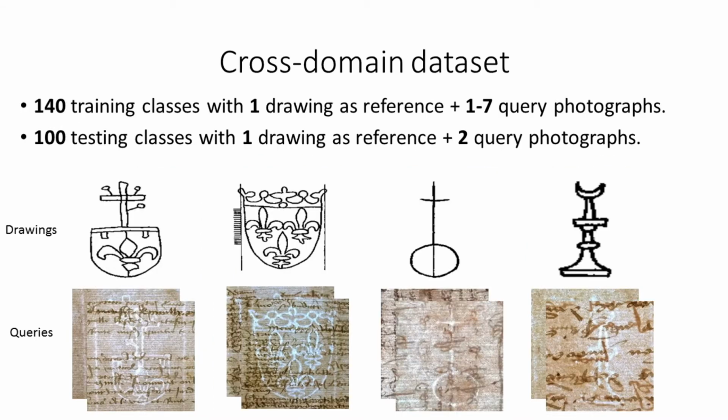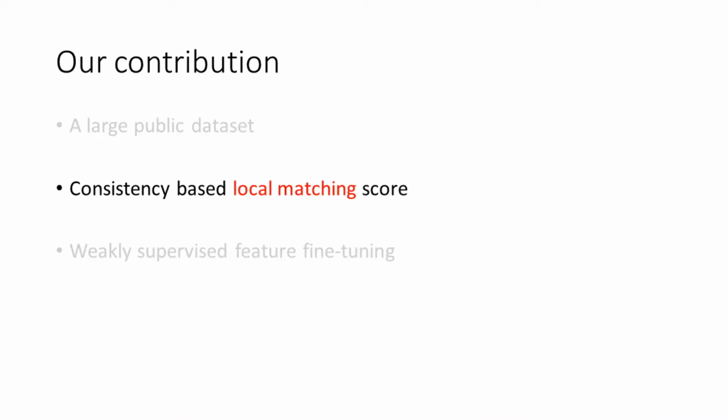The cross-domain dataset has 240 classes. Each class has a clean join as reference. This allows us to evaluate the scenario where one wants to find a join in a catalog corresponding to the photograph, which is of important practical interest. We will now discuss how to compare watermark images.